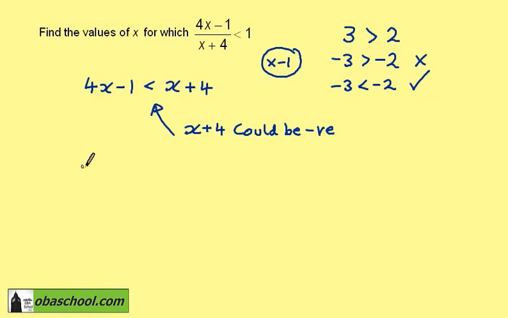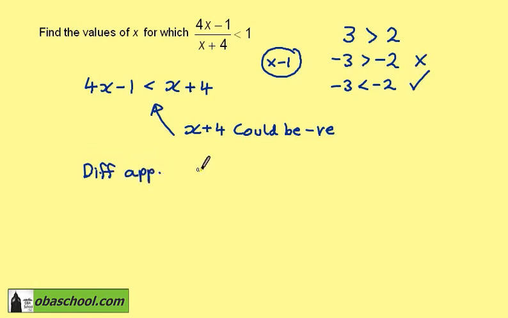Most textbooks advocate a method by which you consider both cases, i.e. that x + 4 is positive, in which case you can just multiply both sides, leaving the inequality sign as it is, and then consider the case when x + 4 is negative. However, I advocate a different approach, as you'll see in the examples following this introduction.